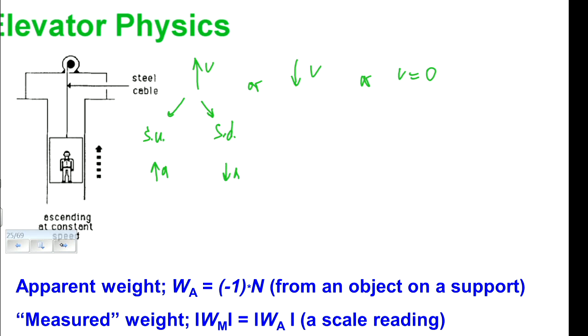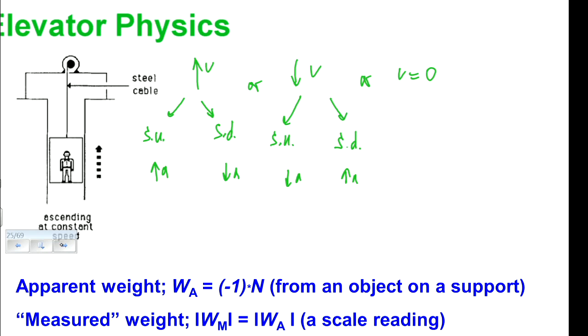Now, if the elevator moves down, the word moves describes motion, velocity. But what if it's speeding up? How does acceleration point? If it moves down and speeding up, the acceleration points down. But if it moves down and slowing down, the acceleration points up. That's what we need to remember. It's not about velocity, it is about acceleration.